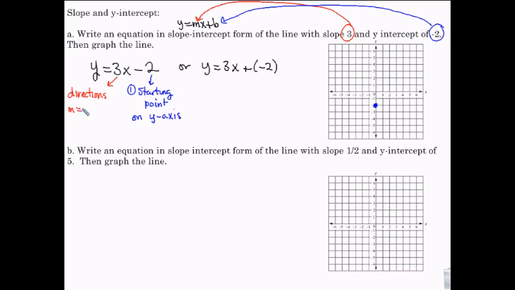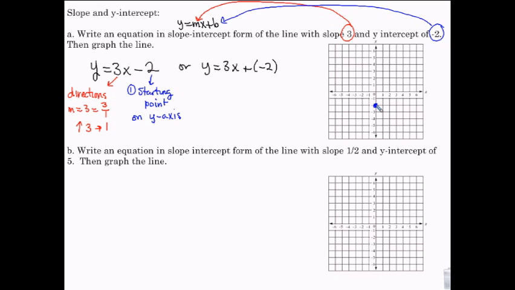My slope is 3, which is the same thing as 3 over 1. If you ever have a whole number, just put a 1 underneath it. Because it's positive, that tells me to go up 3 and then over 1. If you forget to put the 1, then you'll just go up 3 and you'll still be on the y-axis, and now you're graphing a vertical line, and that's not what you want. You don't want a vertical line because vertical lines are all x equals some number. So always be sure to use that 1.